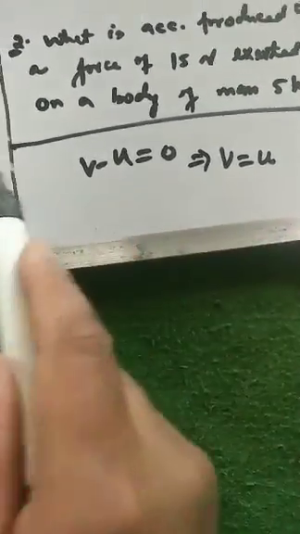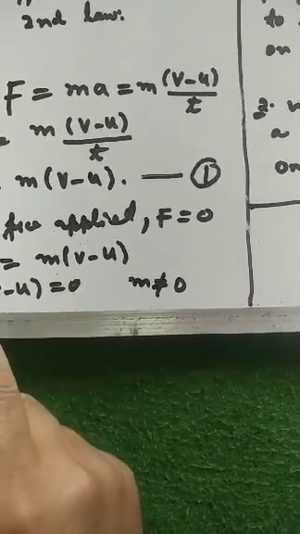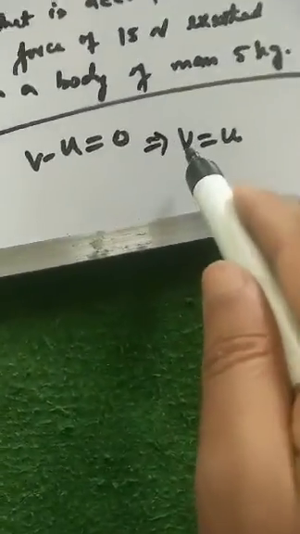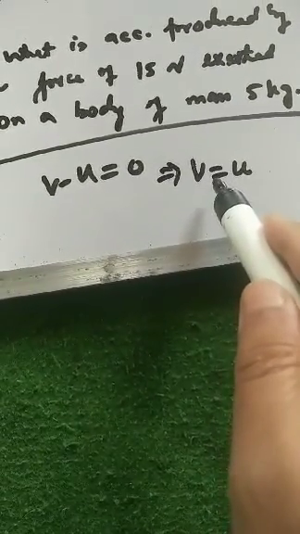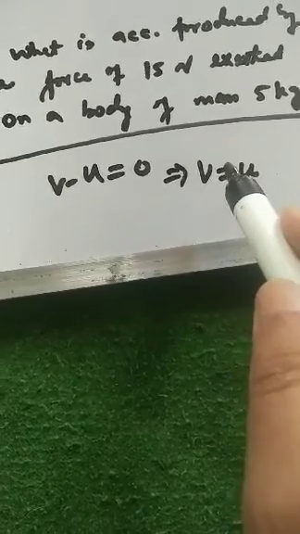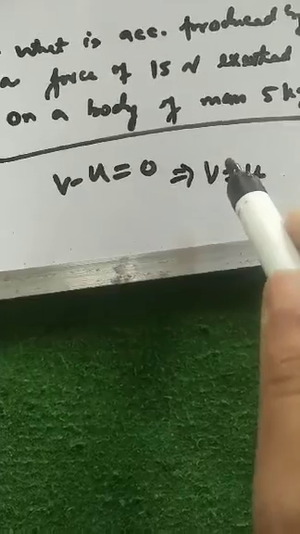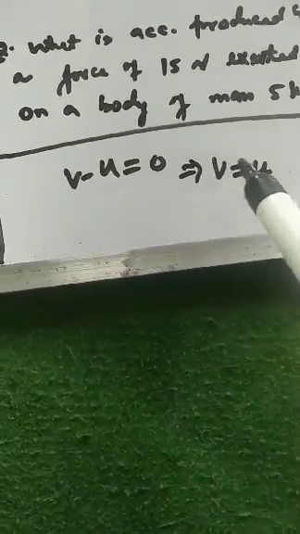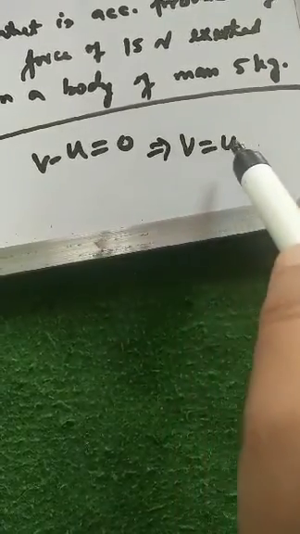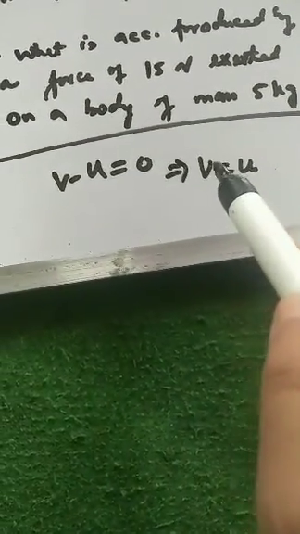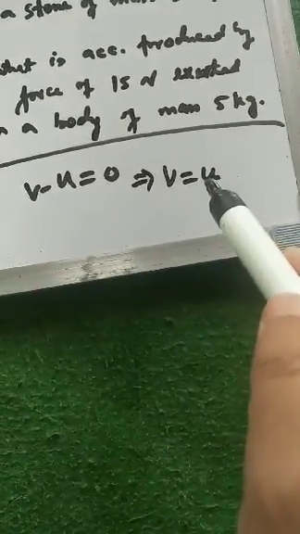It means that when there is no force applied on a moving body, the body will continue to move in that uniform motion. This is the second law of motion. It means that, since v is equal to u, the body will continue to move with the same uniform velocity throughout the time when no external force is applied on the body.